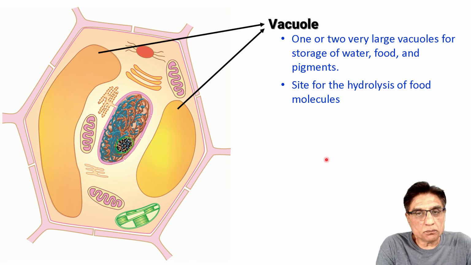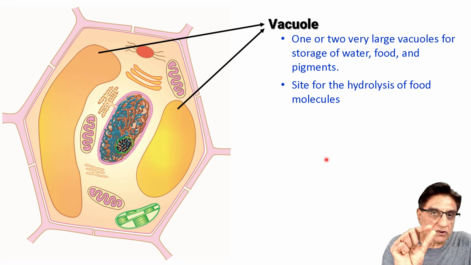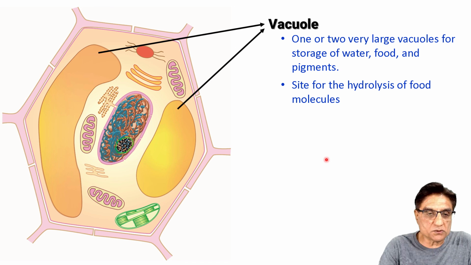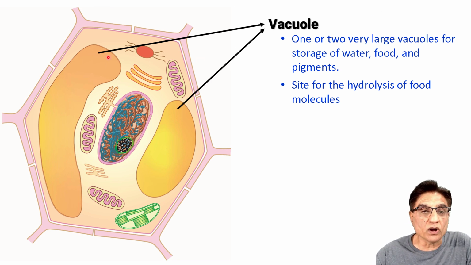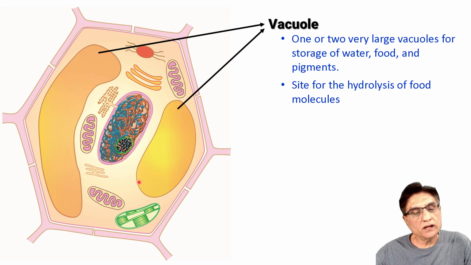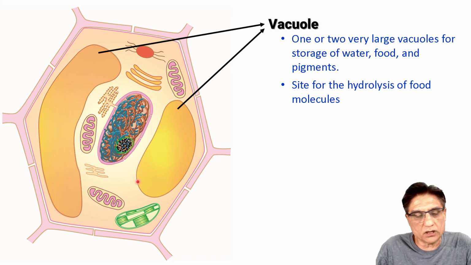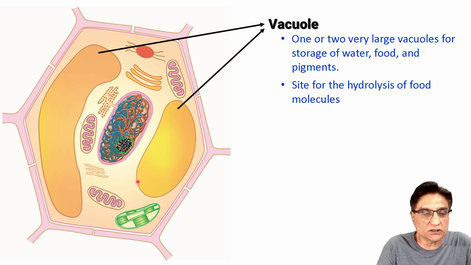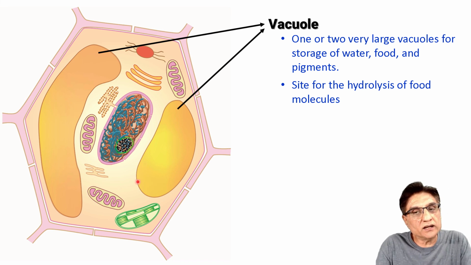Another difference in plant cells is vacuoles. We animal cells have vacuoles also, but our vacuoles are very small. The animal cell vacuoles are very small. In plant cells, there's usually one vacuole or two vacuoles, and they take more than half of the space of the cell. If you look at this, there are two vacuoles in here, and they take almost half of the space or more than half of the space of the cell. And these vacuoles can be filled with water, enzymes, or pigments, and some of the food digestion can take place in here, and that's the vacuoles.